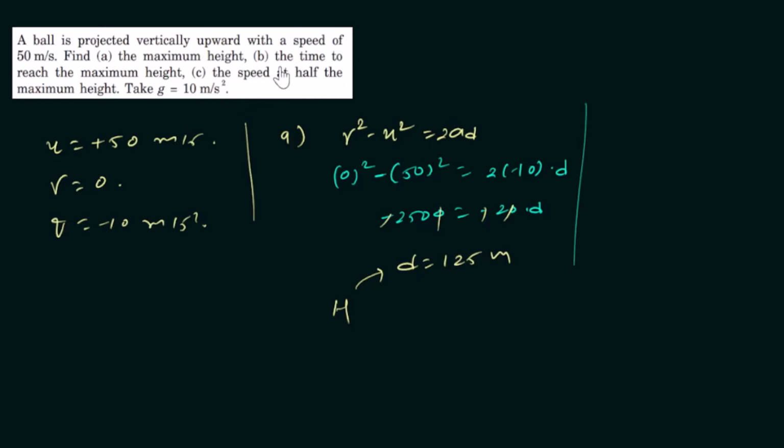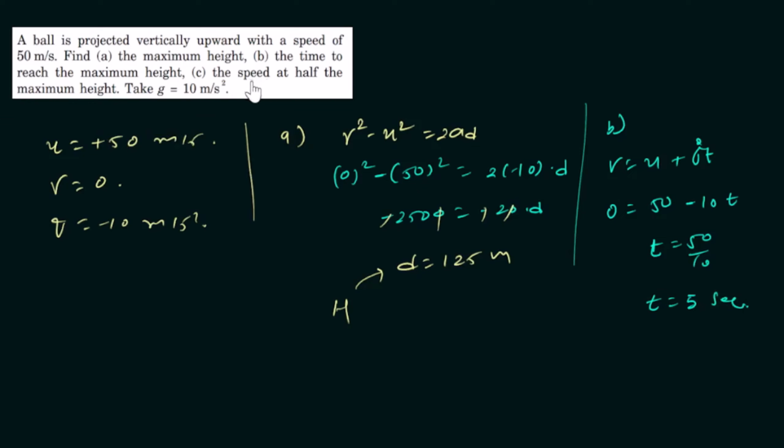Our second part is the time to reach the maximum height. This is basically taken from v equals u plus gt. So from here we can find the time to reach the maximum height. At maximum height, velocity is 0, u is taken to be 50, and g is minus 10 t. So basically t will be 50 by 10. t is 5 seconds.